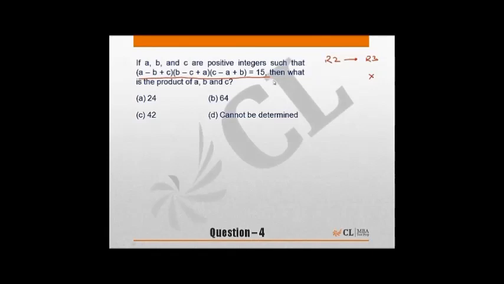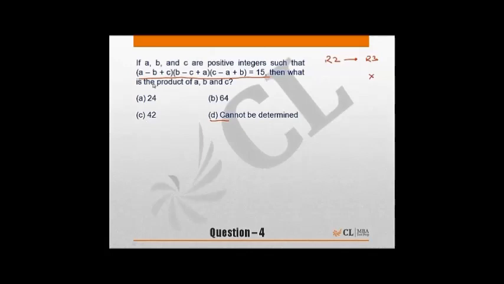The reason is this choice: cannot be determined. The moment I have a choice that says cannot be determined, and in this kind of a question where I may need to make cases, it is possible that there will be multiple answers, which means I'll have to do a larger amount of work. But let's see why I am saying that. Let's try solving this question.